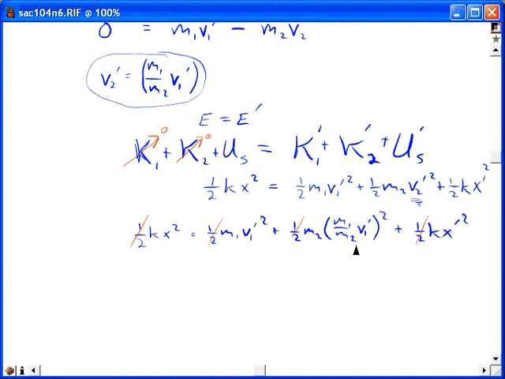I think I'd like to combine these and simplify it a little bit before I divide both sides by the k and take the square root. So I got kx squared equals, let's see, both of them have an m1 v1 prime squared in it, so I'll factor that out of these two terms. So I got m1 v1 prime squared times, this is just multiplied by 1, because that's the whole term. This, there's a v1 prime squared, so that's already taken care of.